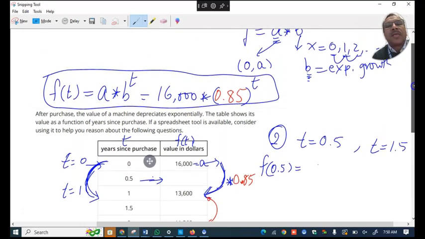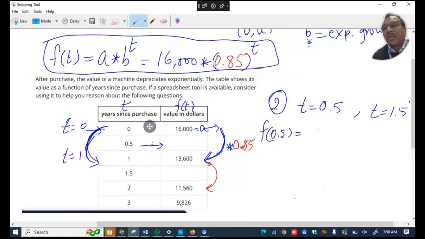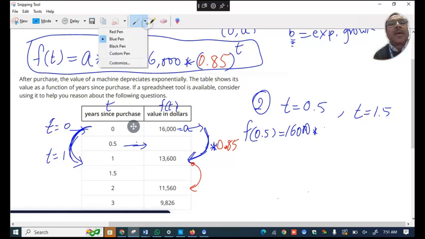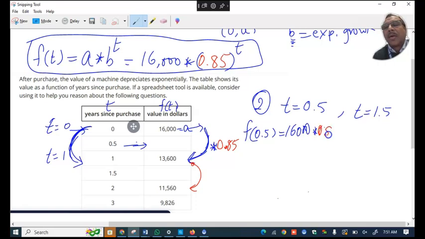The box here shows the thing. So we'll write 16,000, multiplied by the red color 0.85, raised to the power 0.5. Now on your calculator, put this in and see what you get.